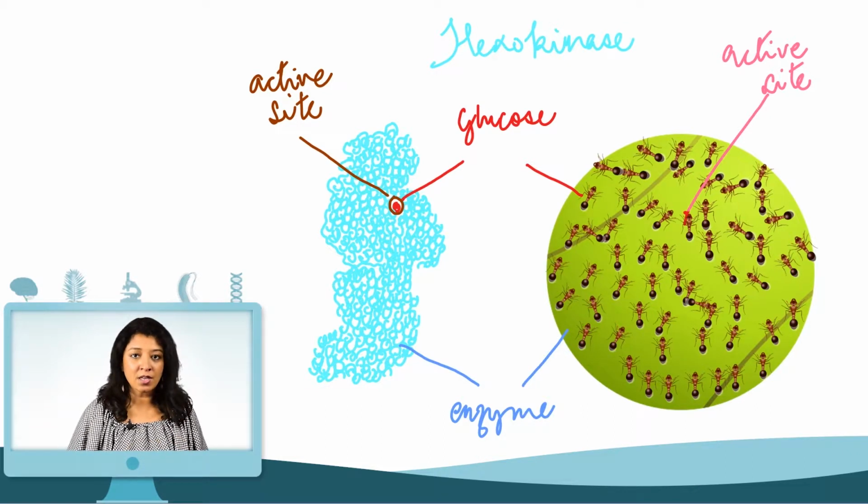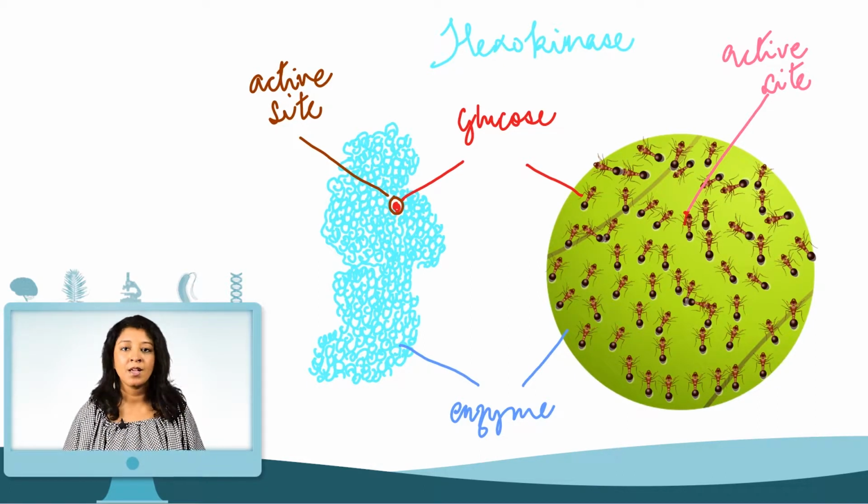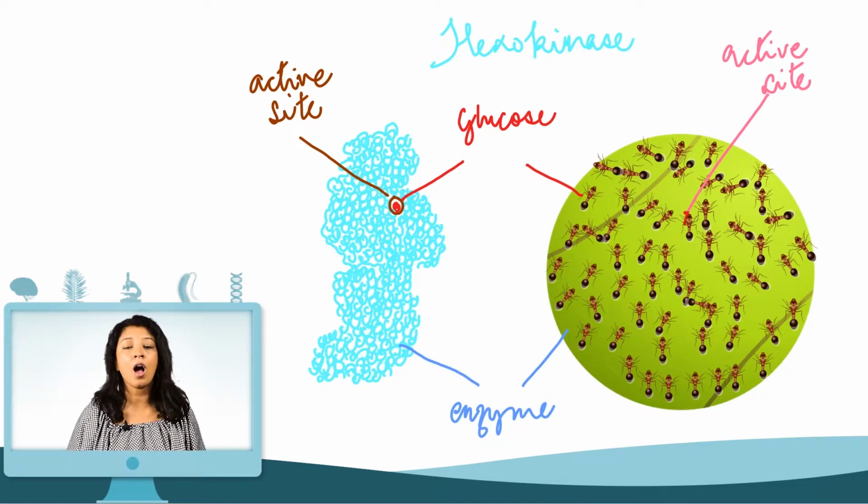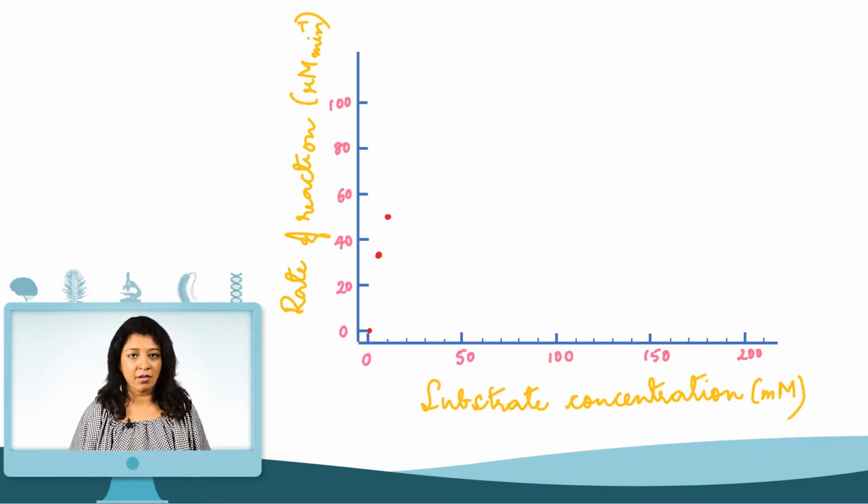After the whole ball is covered in ants, it doesn't matter how many more ants join the party. The rate at which one of them is crawling on top of the red spot will be the same. Similarly, after all the enzyme active sites are filled, it doesn't matter how many more substrate molecules are added to the reaction mixture. The rate at which the reaction will take place will be the same.